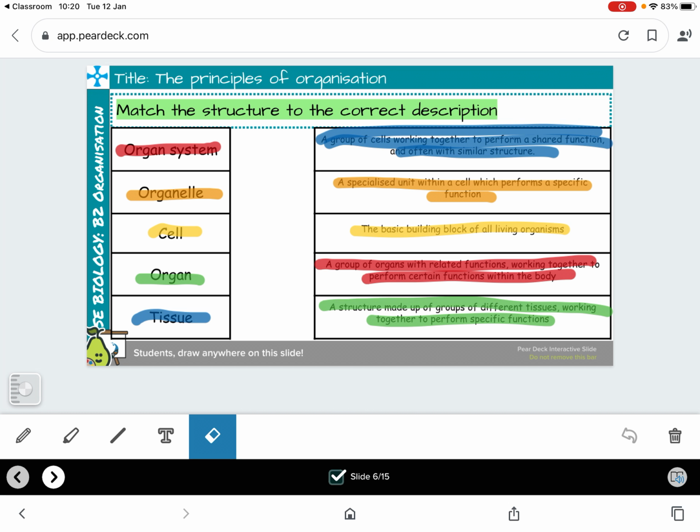An organelle is a specialized unit within a cell, which performs a specific function. Cells are the basic building blocks of living organisms. Organs are structures made up of different tissues working together to perform specific functions. And tissues are a group of cells working together to perform a shared function, often with a similar structure.